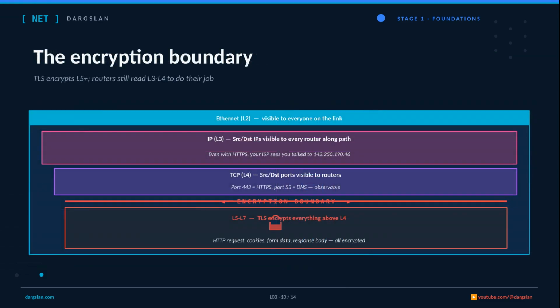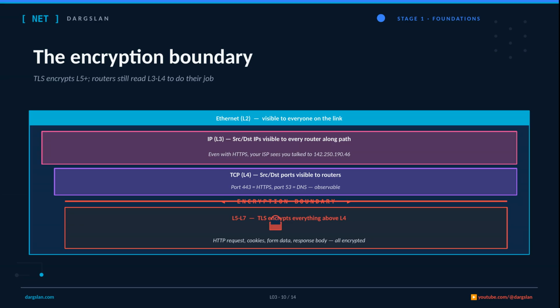That last point about TLS deserves a closer look, because it's where a lot of people get confused about privacy. Think of it as an encryption boundary that cuts right across the stack. Everything from layer 5 up, your HTTP request, cookies, form data, the response body gets sealed inside TLS, but layers 3 and 4 stay in the clear because routers need them to do their job.